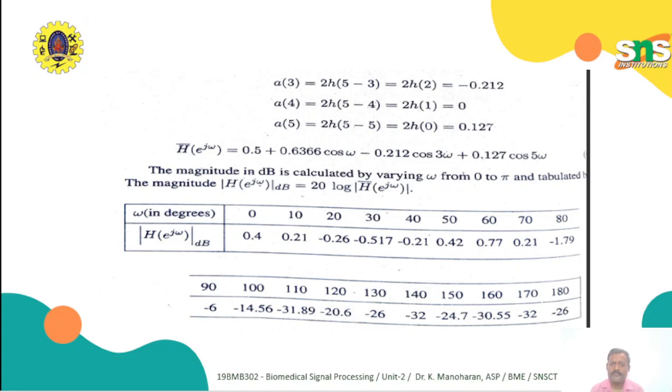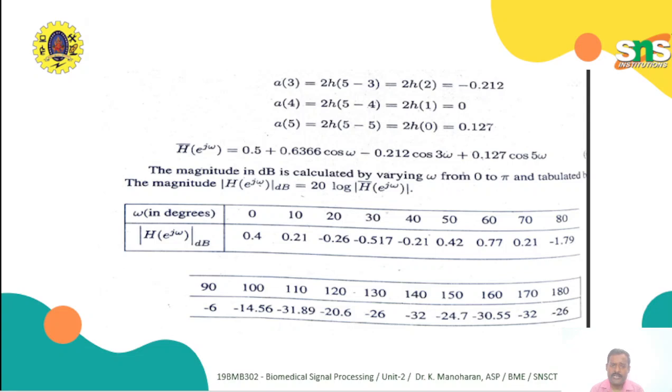Now we need to find this value for a complete 180 degrees. So we need to take the value, find the expression, and then convert it in terms of dBs. First we take this omega in degrees. I take an increment of 10 degrees, from 0 to 180. So 0, 10, 20, 30, and so on up to 180 degrees.